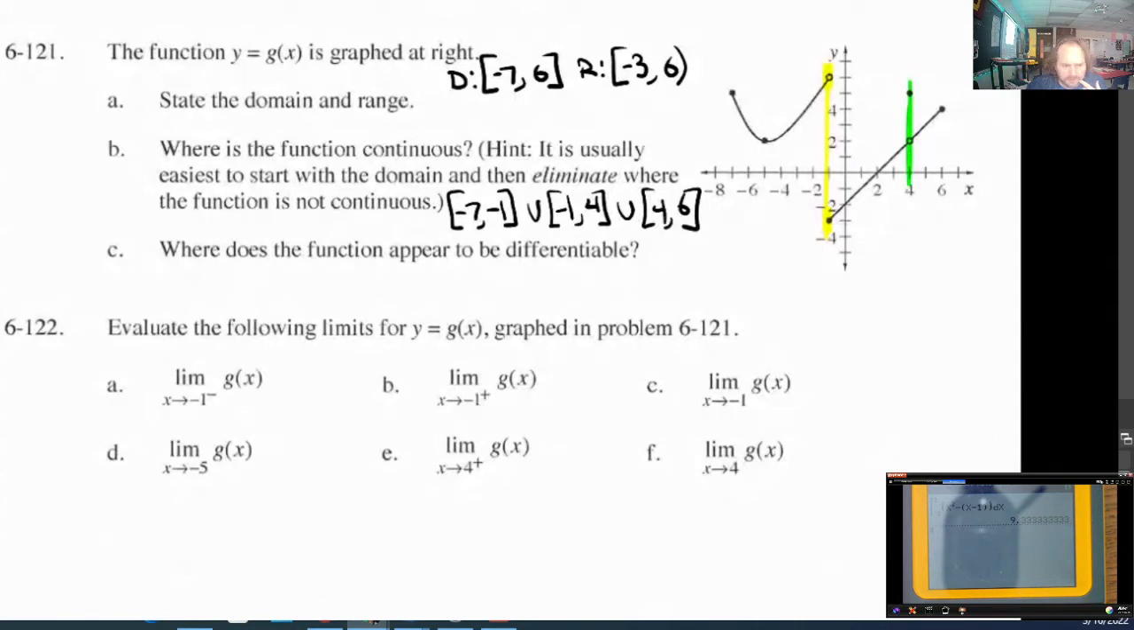Oopsie poopsie. Those should be round parentheses. I apologize, my guys. That's okay.